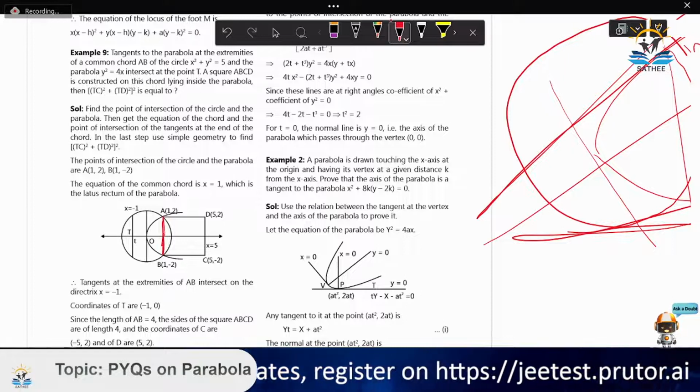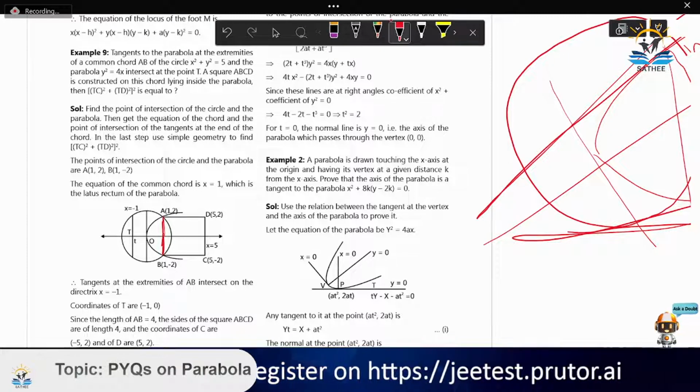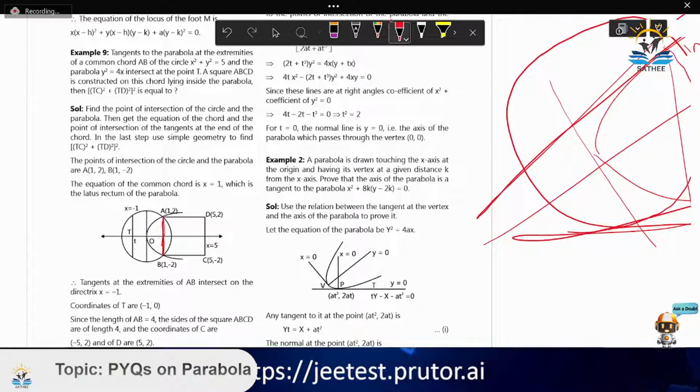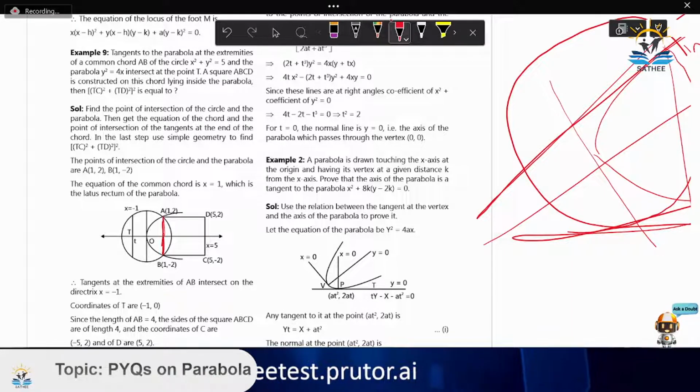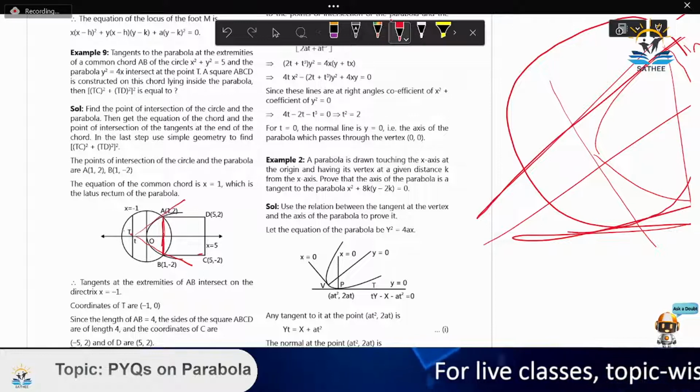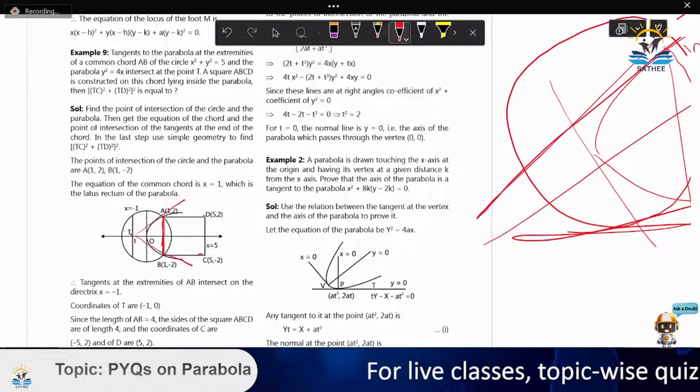And now we have tangents to the parabola at the extremity. So we are drawing tangents here, right? They intersect at point T. So we have a tangent here and a tangent here, and they intersect at a point D. Square ABCD is constructed on this chord lying inside the parabola. Then we have to find out TC whole square plus TD whole square is equal to.